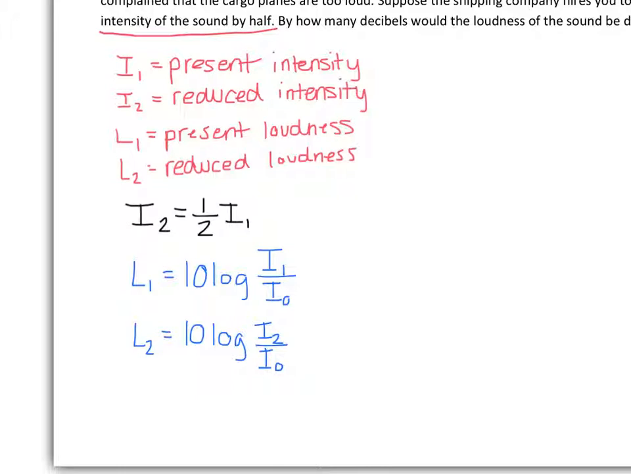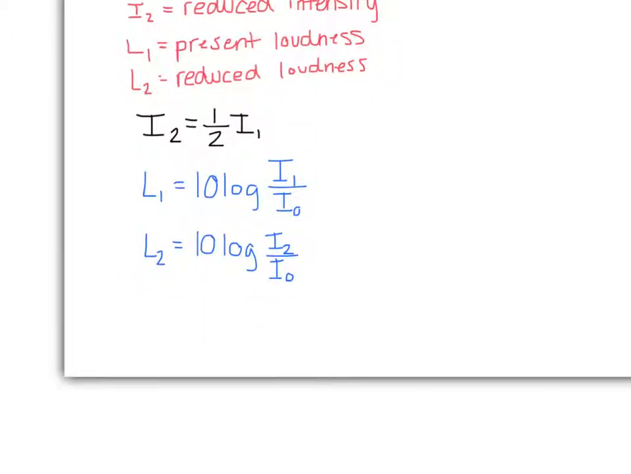Okay. Now, the question asked, how many decibels would the loudness of the sound be reduced? So they're like, what's the difference between the first one and the second one? So what we're going to do with that is say, well, what is L1 minus L2, right? If we can figure that out, we have our answer. Let's plug in what we just said L1 and L2 are.